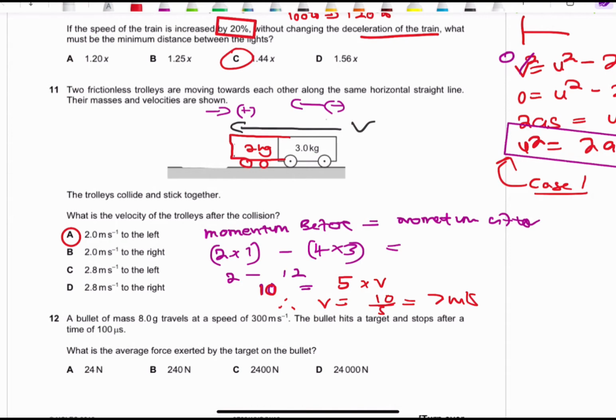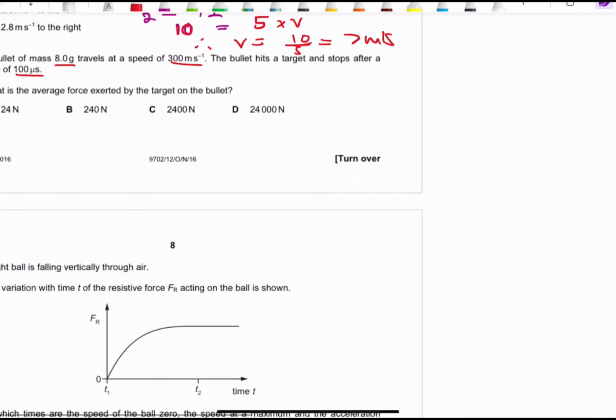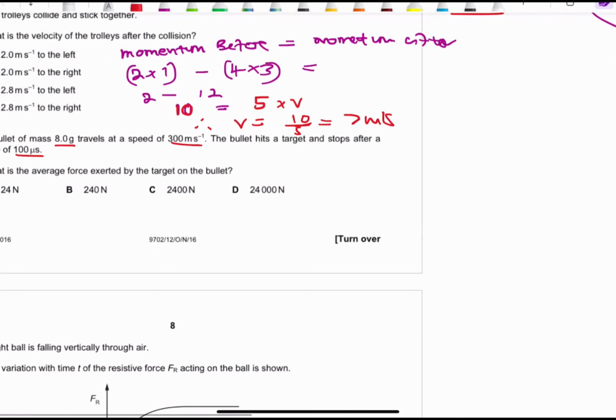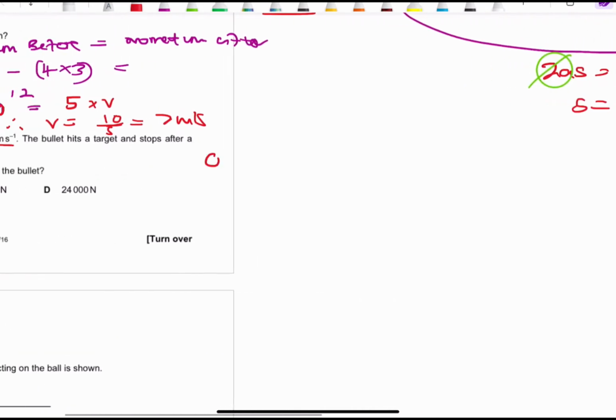Very important. And with question number 12, we're given a bullet of mass 8 grams, traveling at a speed of 300 meters per second. The bullet hits the target and stops after a time of 100 microseconds. What is the average force exerted by the target on the bullet? So question 12, very important.